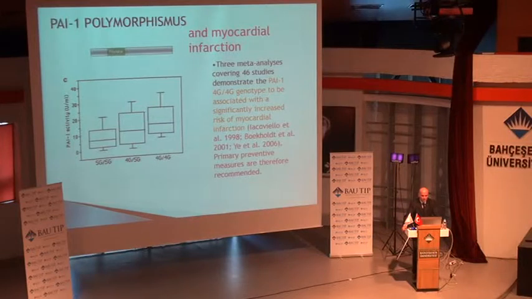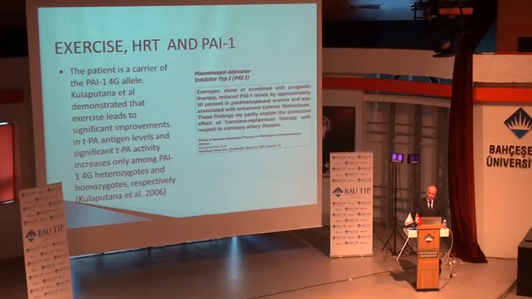Okay, the PAI1. The higher the PAI1 level, the higher the risk for blood clotting and myocardial infarction. Clotting more not in the venous system, but in the arterial coronary system. And you see that this woman has a 4G genotype, and this genotype is associated with higher activity of this PAI1, and for that reason you should give her aspirin as well. She has aspirin 300 milligram a day, but that's fine.